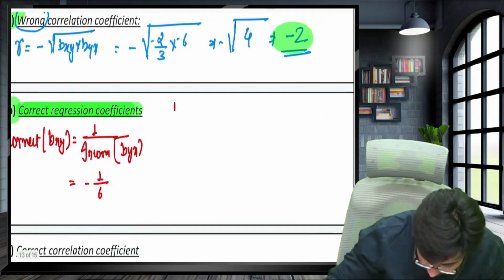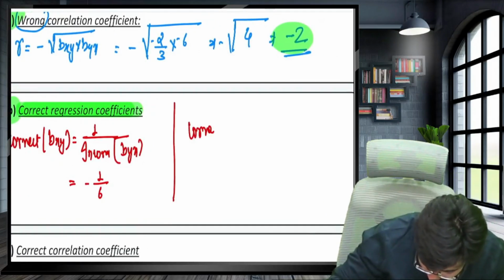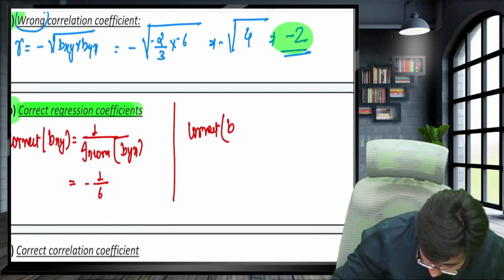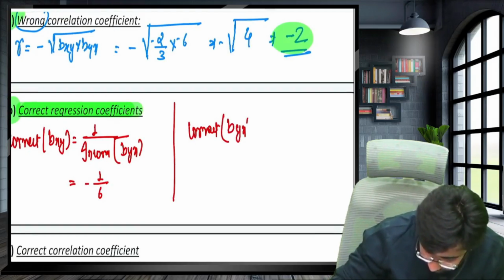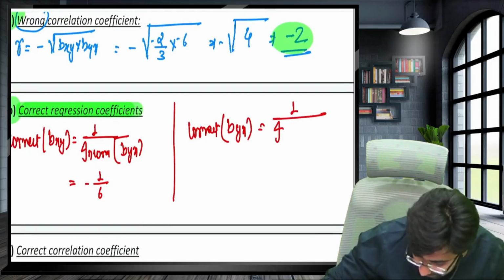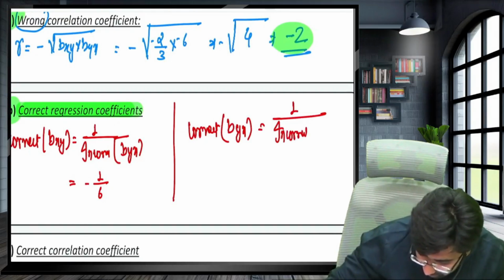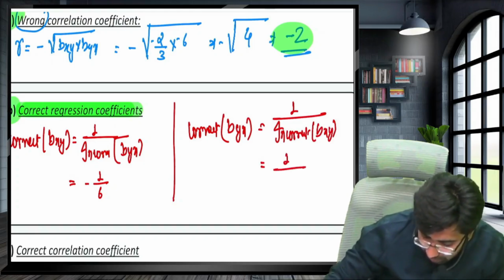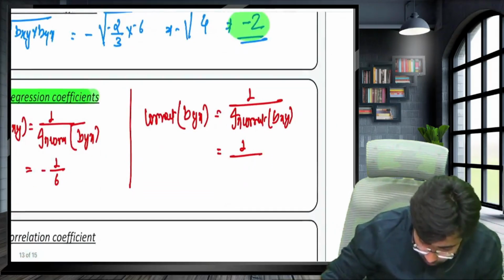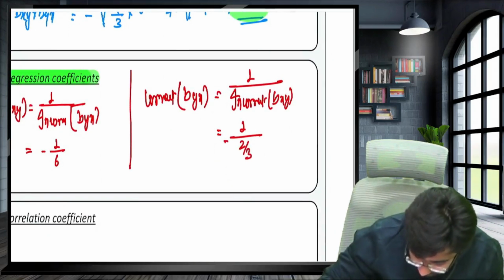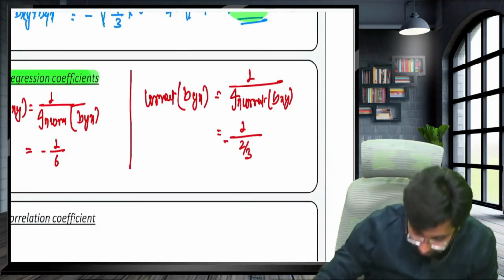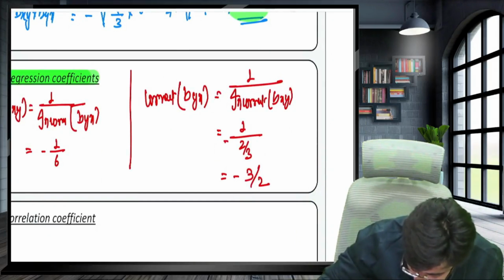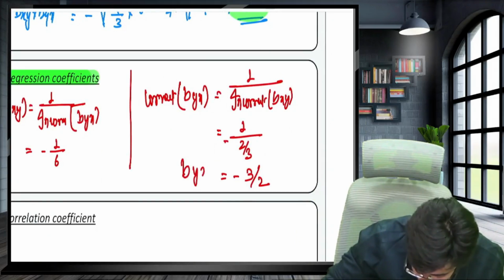And guys, what is my correct by on x? It will be 1 upon bx on y. This will be 1 upon x on y, which is minus 2 by 3. Guys, I will take minus 2 by 3. This 3 will go above, so it will be minus 3 by 2. This is my correct y on x.